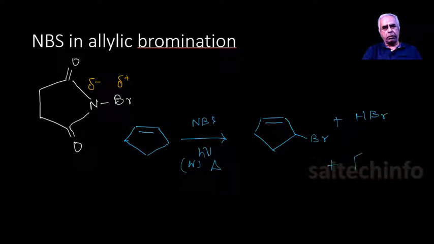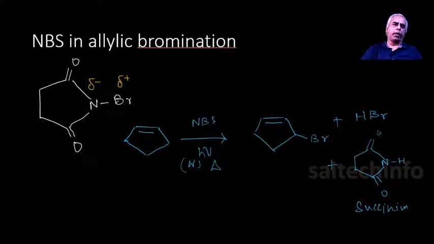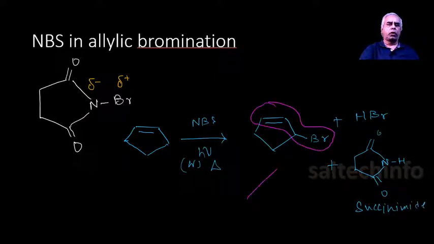So that is, the bromine is attached to what? That is a double bond, and next to that there is a carbon atom. So it is attached to the carbon atom next to the double bond. And the byproducts are hydrogen bromide, then succinimide. Do you understand? So this is known as allylic bromination.